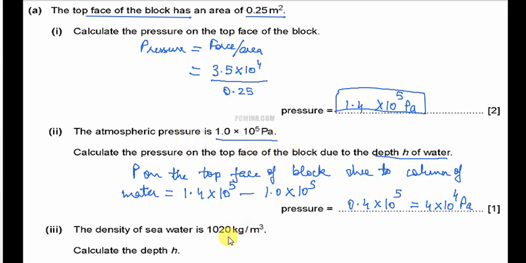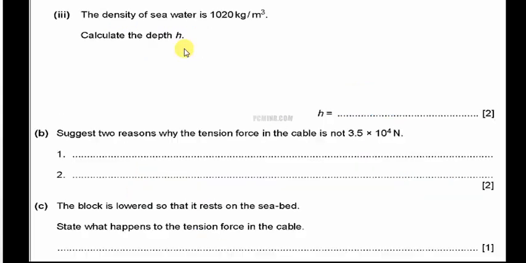Further, they say the density of seawater is 1020 kg per meter cube. So calculate the depth. Here we use the formula for the pressure exerted by liquid column of height h or depth h. So P is equal to h, the depth of the liquid column, times rho, the density of the liquid, times g, the acceleration due to gravity. Now we just calculated P in the previous part, which is 4 times 10 to the power 4 Pascal.